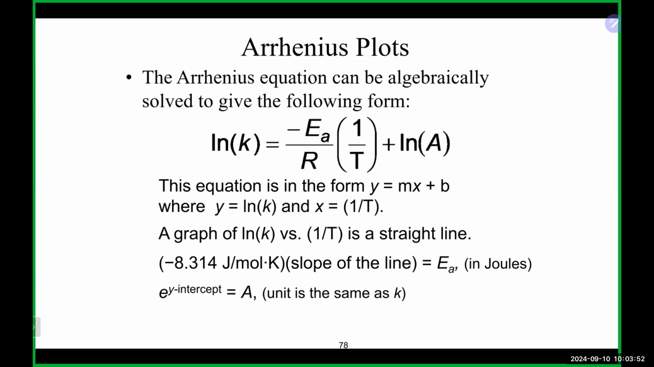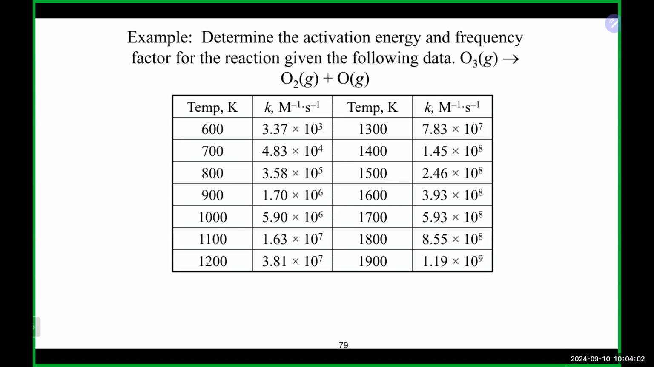Again, on the y, we're going to put our natural log of k. And again, on the x, we're going to put 1 over temperature. So if you're given this type of table with a bunch of information, where we have the temperature and the rate constant, you would need to go through all of these values.